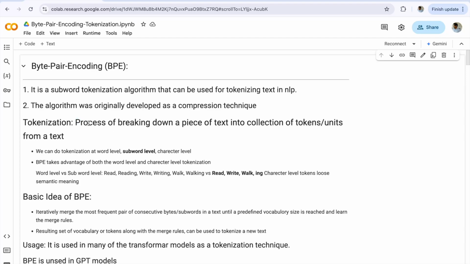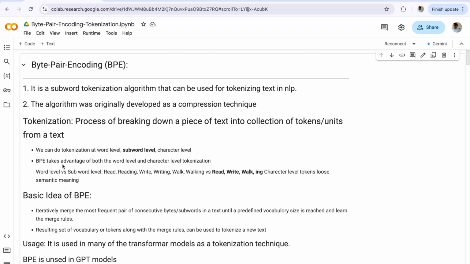Or we could break optimally at some points within the text, not at the character level or at the complete word level, but something intermediate, and that technique is called subword level tokenization. Byte pair encoding is a subword level tokenization, and it takes advantage of both word level and character level tokenization. Let's understand how.